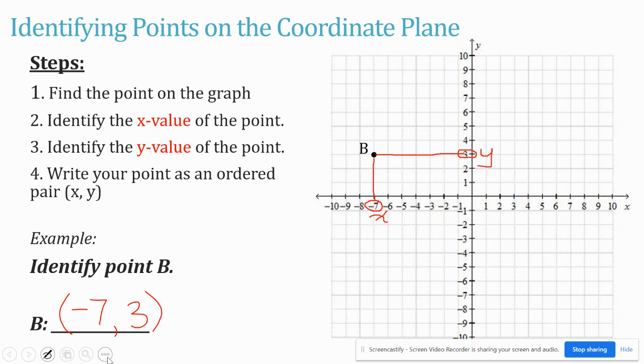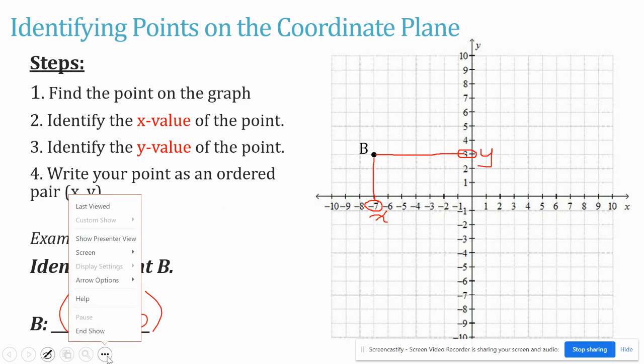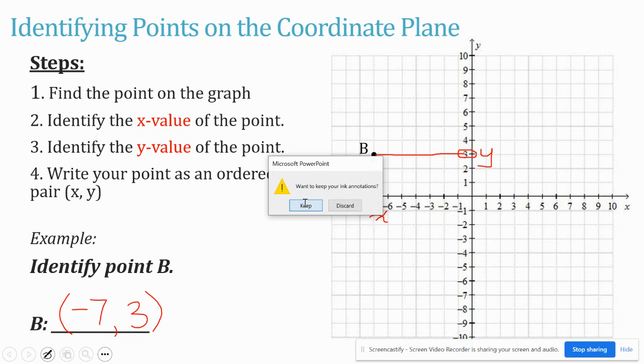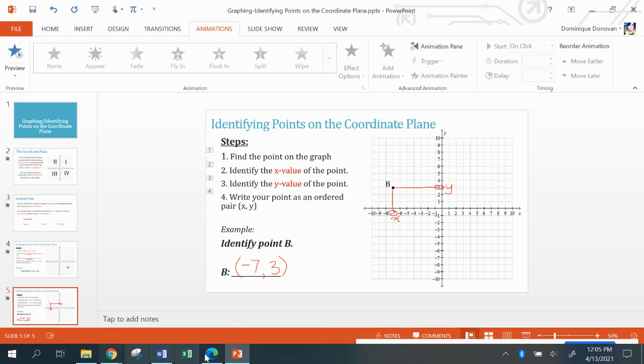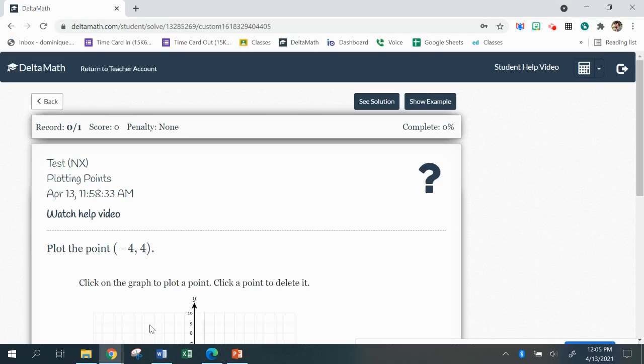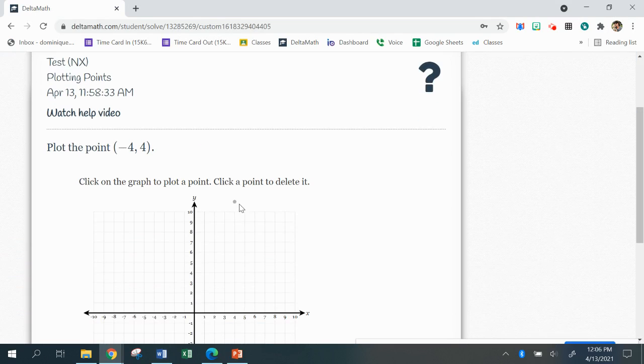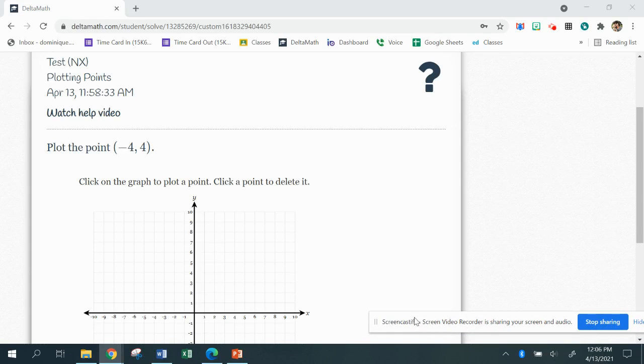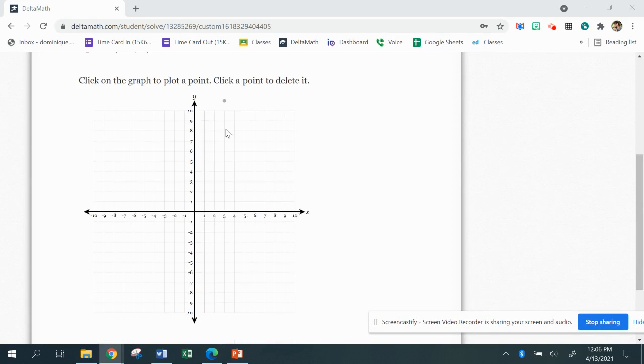So now we're going to take a look at some examples on Delta Math. Keep that, and we are going to open our Delta Math. Okay, so this is telling us to plot the point -4, 4. Click on the graph to plot a point. Click a point to delete. So if I accidentally clicked over here, you can click it again to delete it.